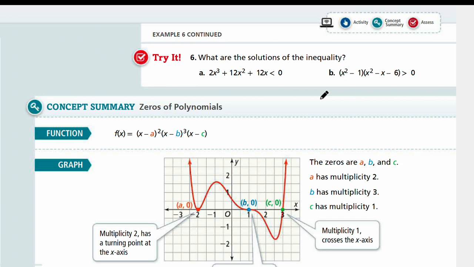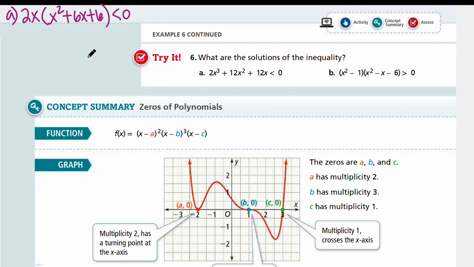Okay, are you ready? Let's look at part A. First of all, you have to know the factors of this polynomial to figure out the zeros of this function, right? So this is a function that you can factor using the greatest common factor. So your first step is to factor out 2x. That's your greatest common factor. And you have the polynomial x squared plus 6x plus 6 left over. And that should be less than 0.